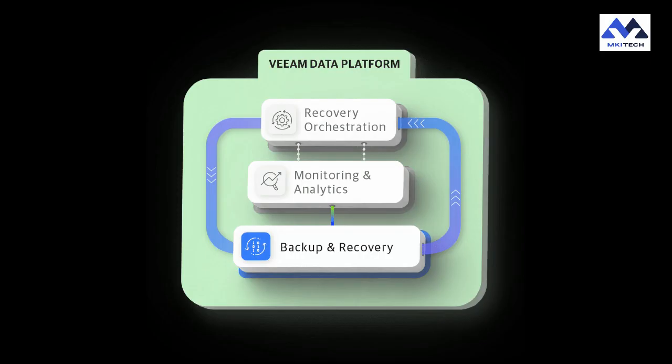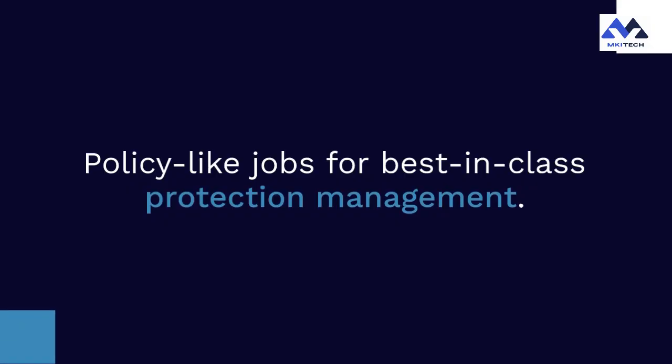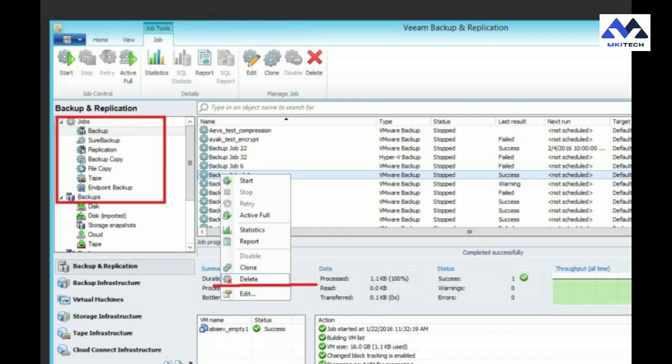In order to take advantage of these new capabilities for existing backup chains, you must upgrade them. You can use Number 1. Policy-like jobs. V12 combines the flexibility of job-based management with the convenience of policy-based management, bringing the best of both worlds for best-in-class protection management.